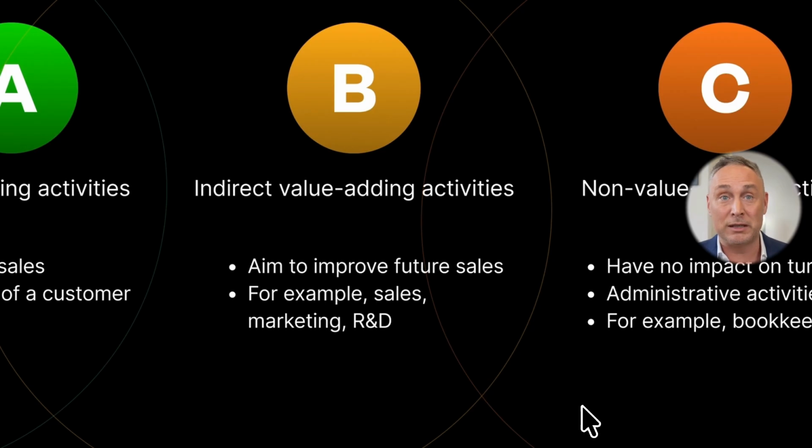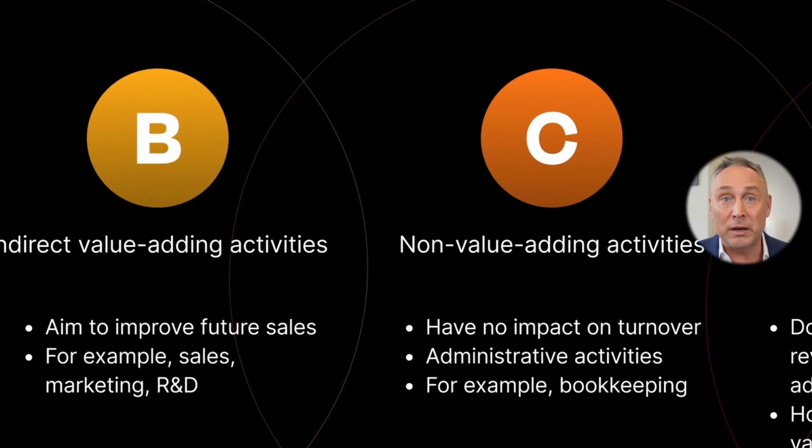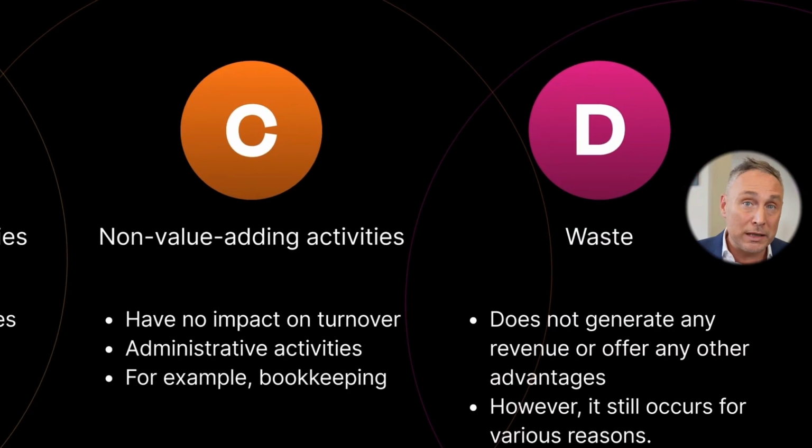For the area with indirect value creation, so value group B: marketing, sales, product development, quality management. For the area without direct value creation, so value group C: accounting, human resources, IT administration, office organization, legal affairs. For waste, so value group D, a project for technical issues. Here employees book time when servers fail or systems don't work.